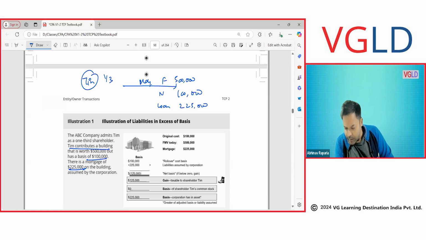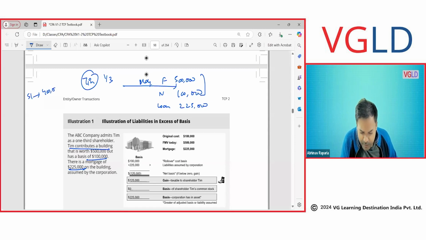So don't look at the answer. Let's do it together, guys. How much is the realized gain for Tim? Correct. 400,000. This minus this. Step number one is 400,000. I hope it is okay. Step number two. How much is the recognized gain?